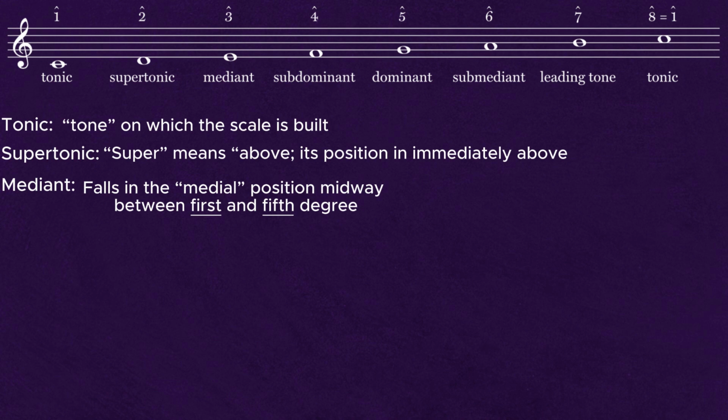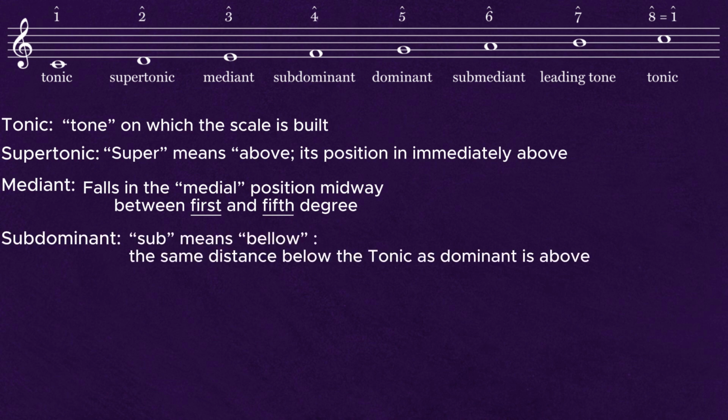The fourth degree is called subdominant. Sub means below, the same distance below the tonic as dominant is above. The fifth degree is called dominant. Its function dominates tonal music.